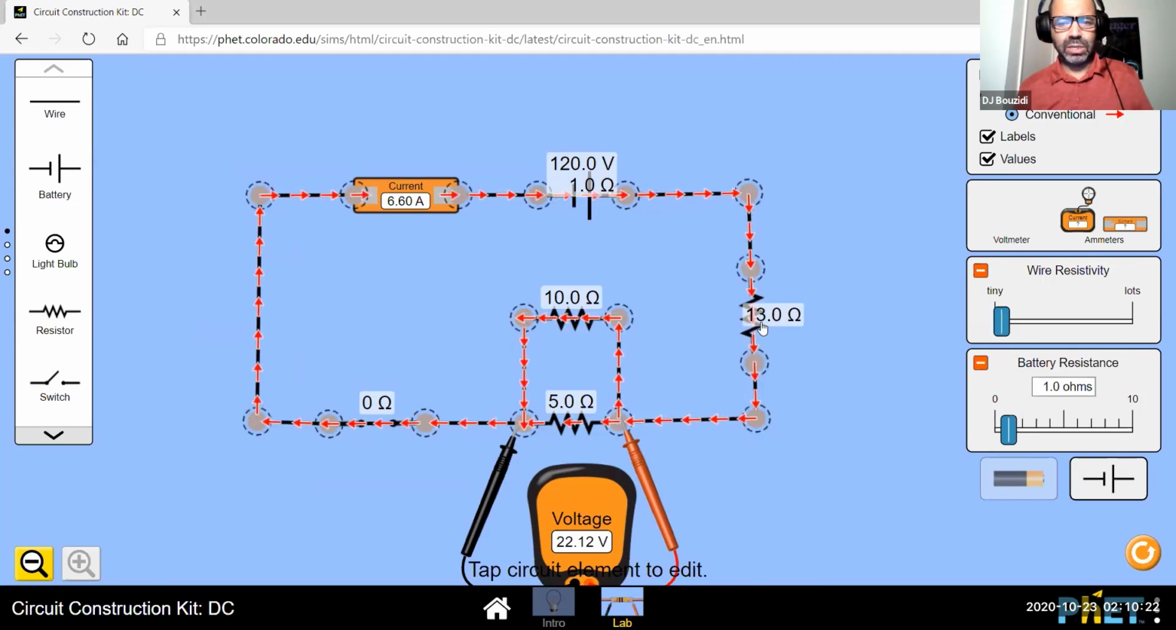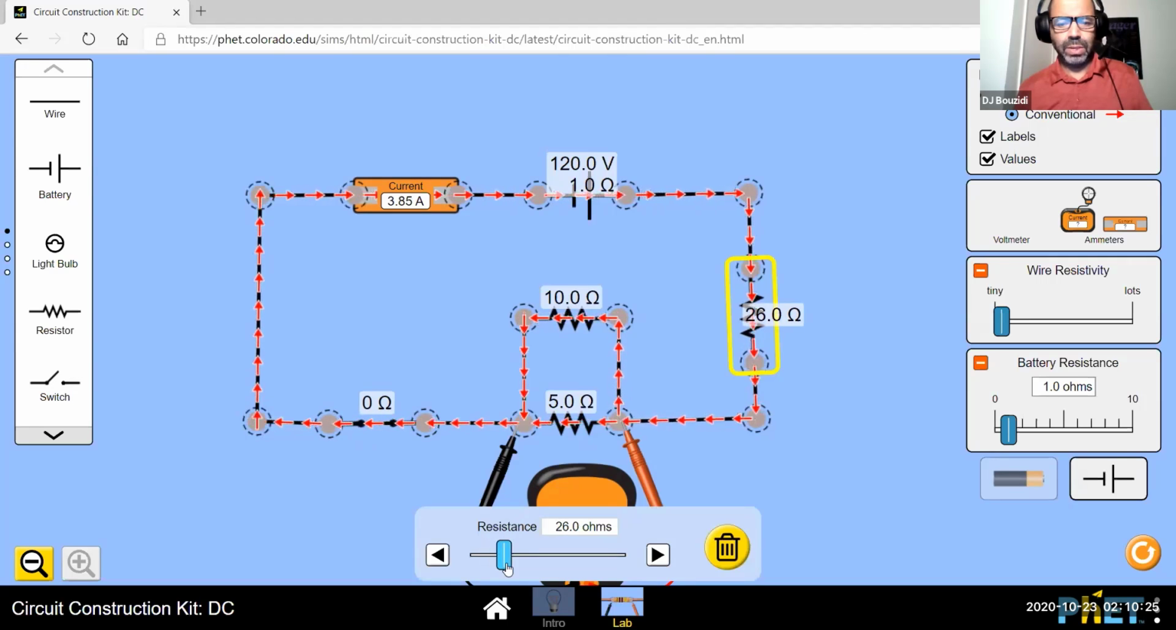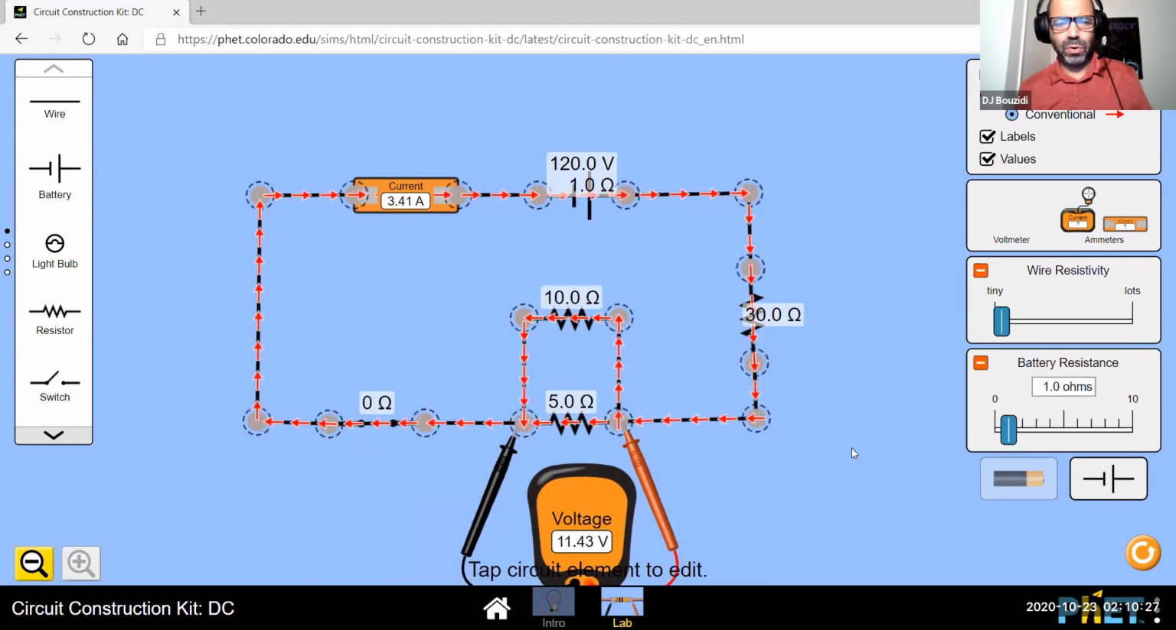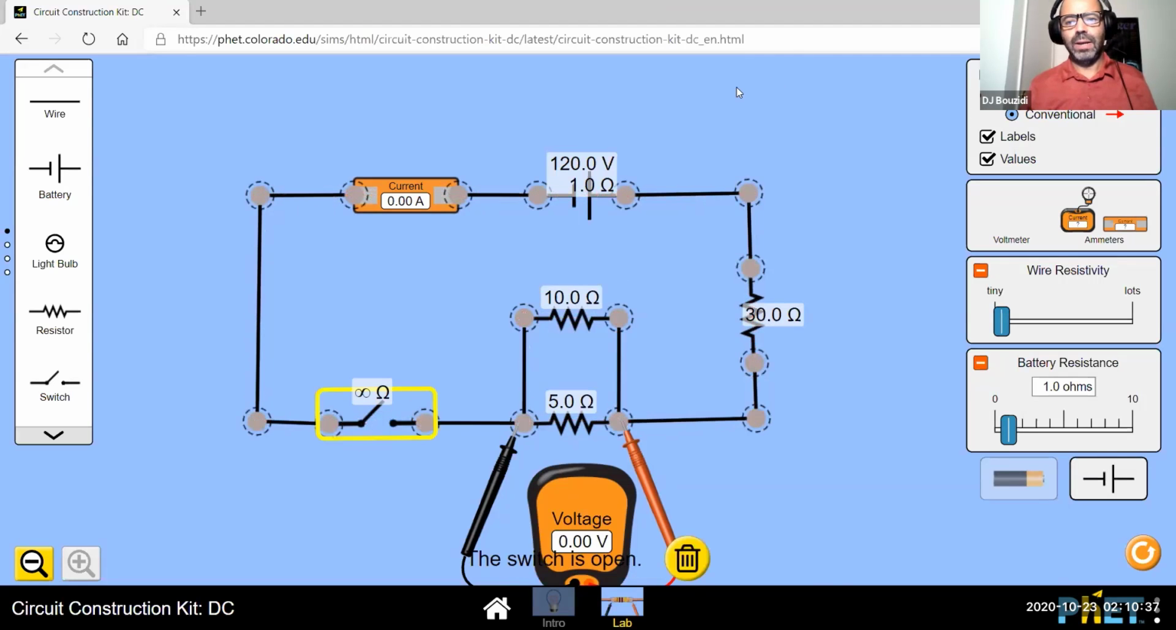So if we change this rheostat again to a different value, I expect everything to drop even more. This is 11.4, this is 3.4. If I change this one in here, each time I'm reporting the data on my table. So let me open the switch in here. This is the entire data collection process.